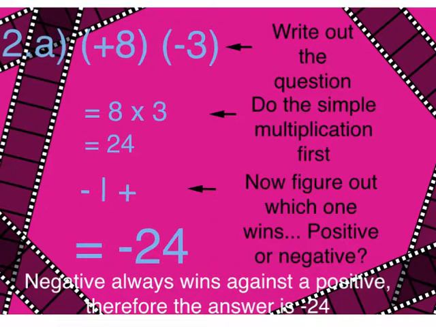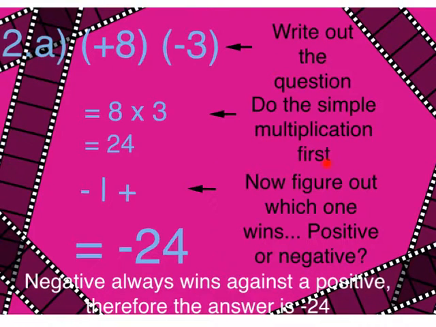Okay, so now we are going to do question 2A from the homework. The first step would be to write out the question. So what we did is we wrote the question, which was in brackets: positive 8 times negative 3. And you always know that it's multiplication when two numbers are beside each other. So since these numbers are beside each other, that means we are going to multiply these. Let's move on to the next step.